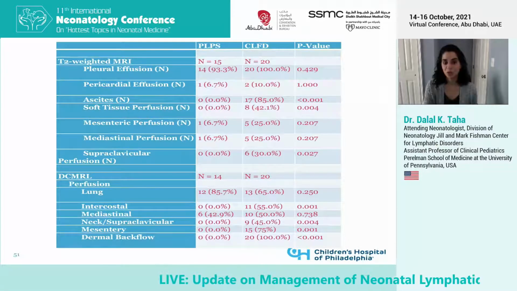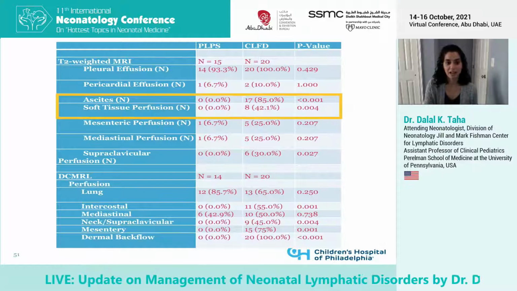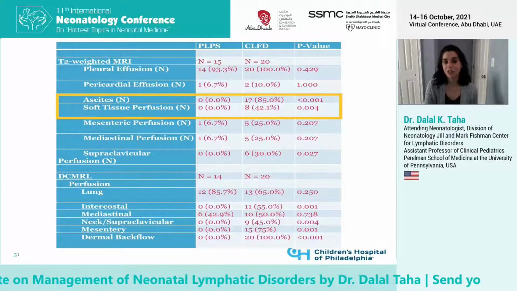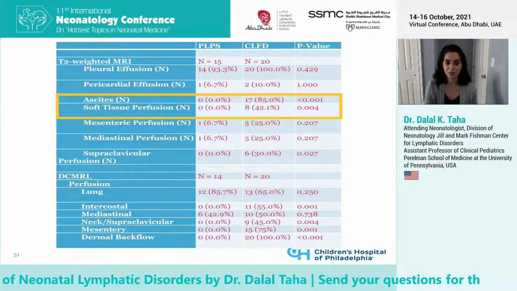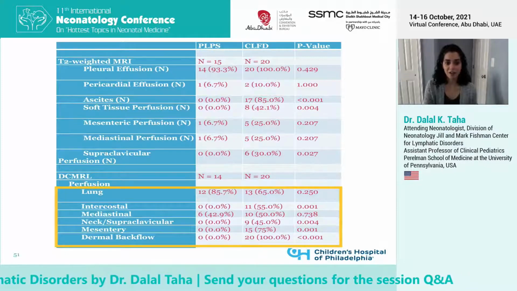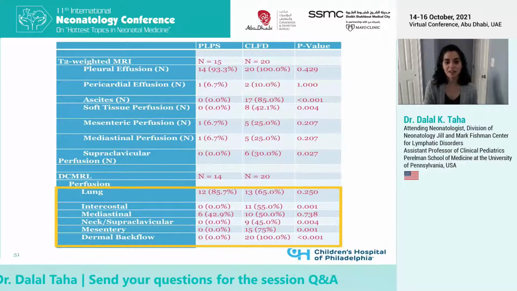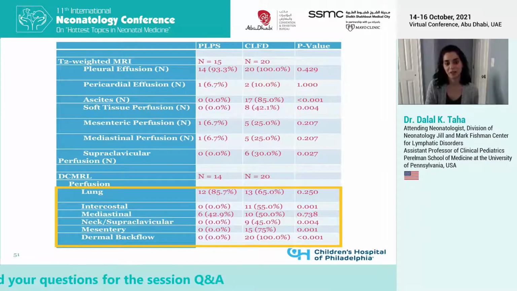Lymphatic imaging was performed on both groups of patients with MR lymphangiography. 85% of the CLFD group had ascites, and 42% had soft tissue perfusion as compared to the PLPS group, which had neither finding. On DC-MRL, almost all of the PLPS group had lung perfusion, but none had dermal backflow, while all of the CLFD group patients had dermal backflow.